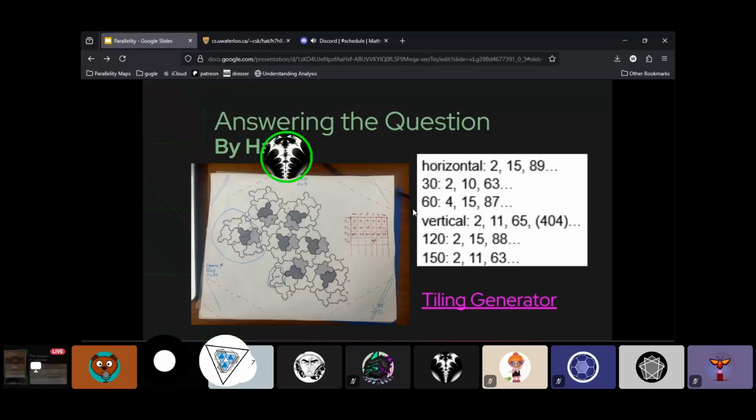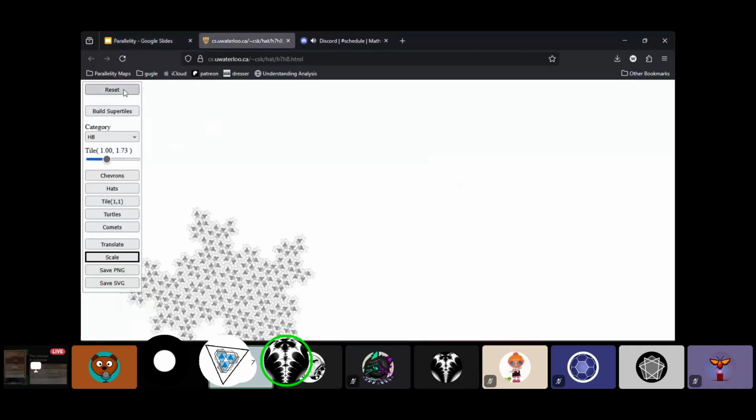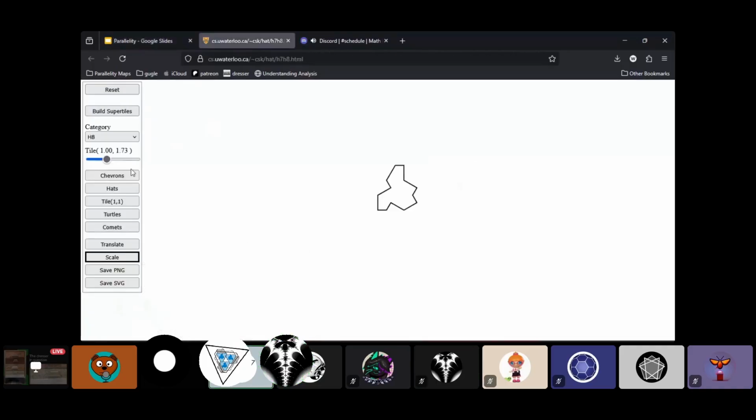And just to confirm I'm following along correctly, the famous half tile does have different sidelines, but this is a version of it where all the sidelines are the same. Correct. So here, let me reset. This was the hat. The hat shape was the original aperiodic monotile, and we'll go to N1 here.